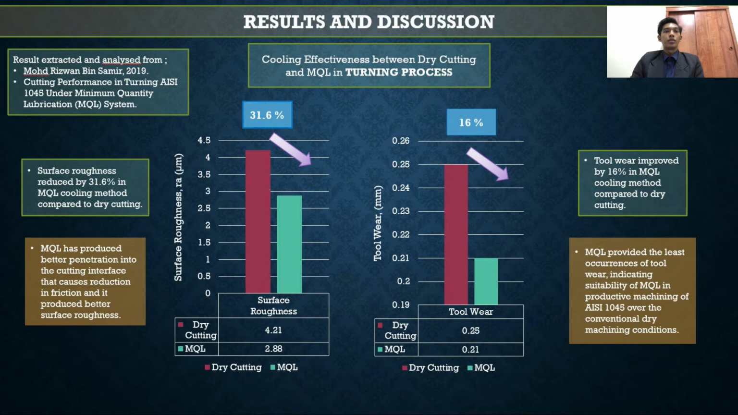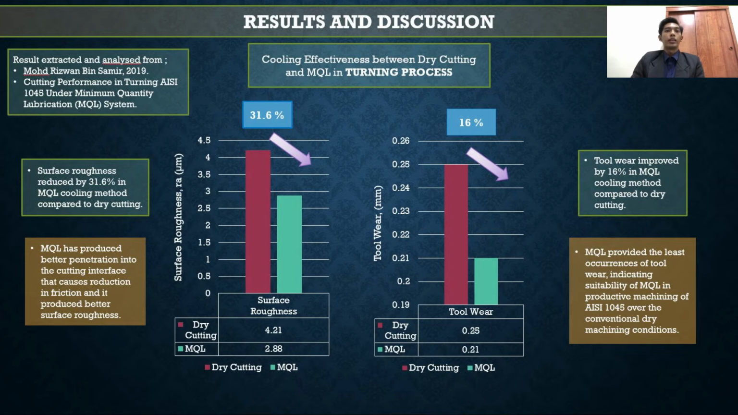So first graph is surface roughness graph. First of all, the value of surface roughness in the past experiment for dry cutting is 4.21 micrometer, while MQL is 2.88 micrometer. As you can see, surface roughness under MQL method is reduced by 31.6% compared to dry cutting. This is because MQL has produced better penetration into cutting interface that causes reduction in friction and it produces better surface roughness.